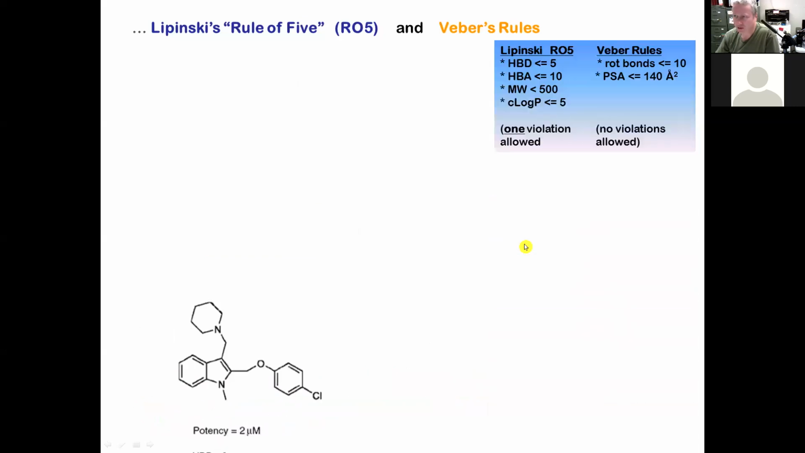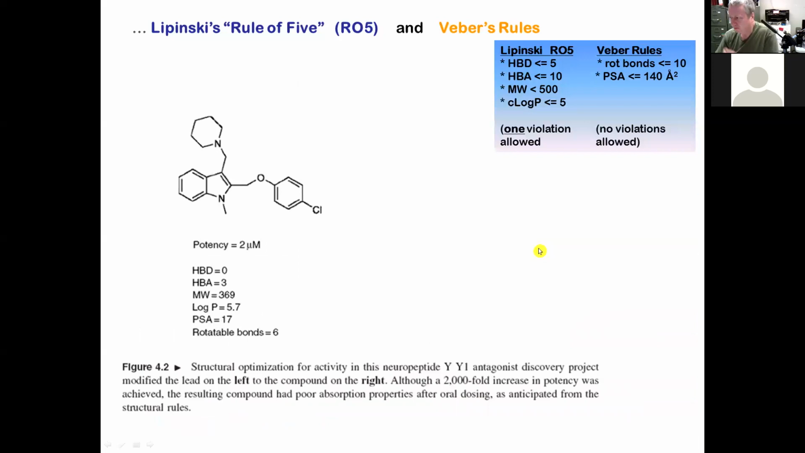Okay, let's do another one. Okay, so this is a neuropeptide Y1 antagonist. It was a drug discovery project. Let's look at this molecule first. The potency is about 2 micromolar, which is not super potent, right? Not super potent. You'd rather it be nanomolar, right? But micromolar, if that's what you got, that's what you got.